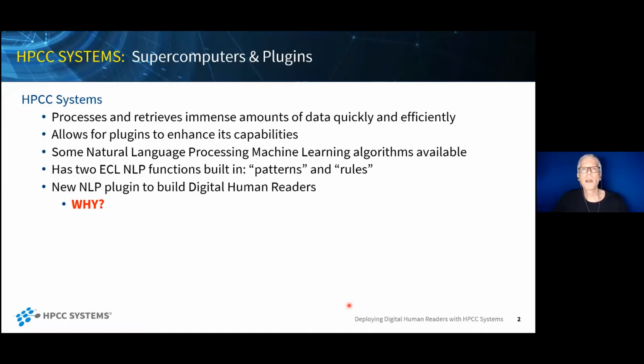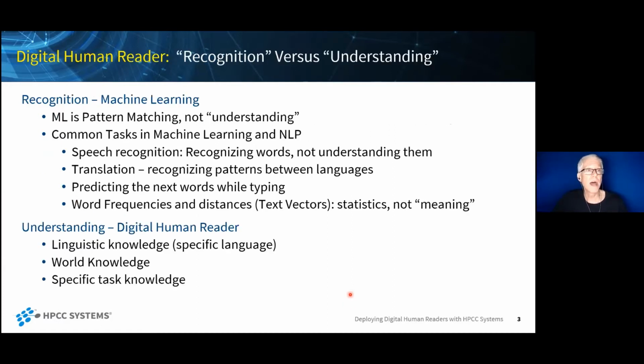But today I'll be talking about an NLP plugin that will allow us to build what I call digital human readers. And of course, the question is, why would we want to do that? Well, the big reason why is the difference between recognition and understanding. Recognition is what machine learning does. It's not understanding. Machine learning is pattern matching and not understanding.